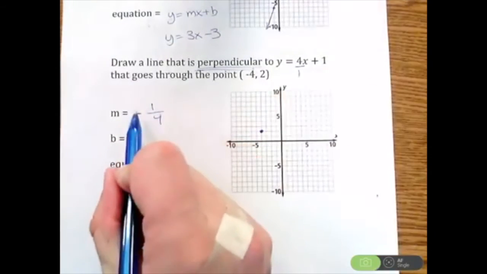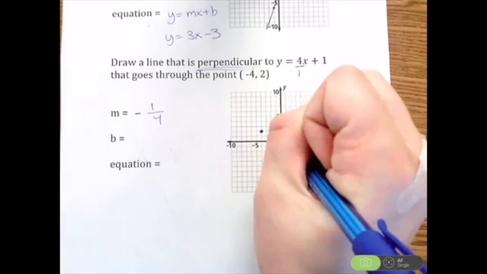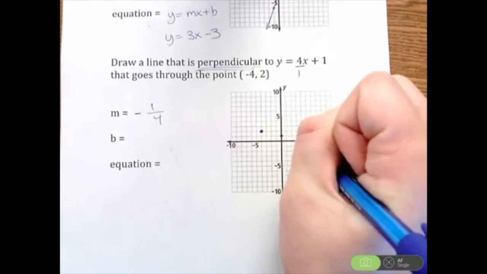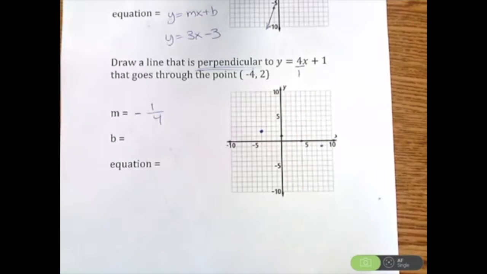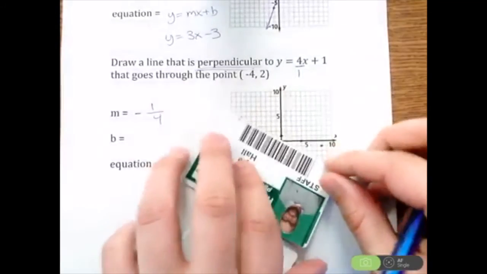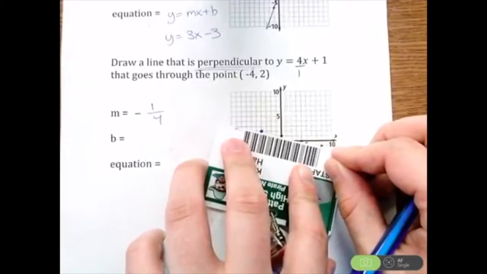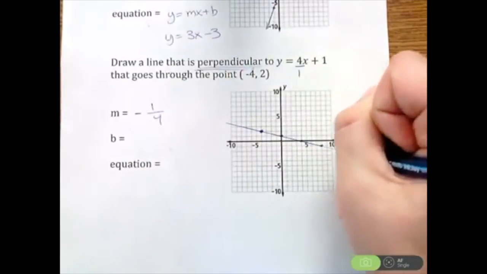So I need to go, because it's negative, I'm going to go down 1 and to the right 4. Down 1, right 4. Down 1, right 4. Down 1, right 4. Take any ruler, straight edge, whatever you got. Line them up. And there you go.